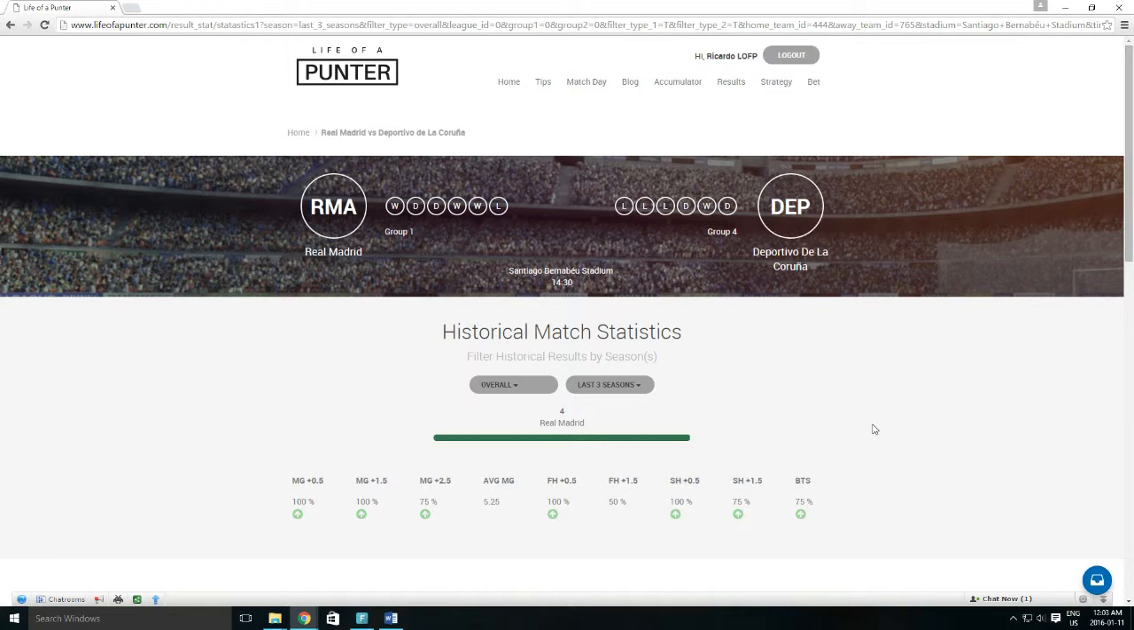Real Madrid playing at home, it's very hard to find value in Real Madrid bets at home because the odds are generally very low. So what we like to take a look at is high scoring games and Real Madrid to score their first goal before the 40th minute.